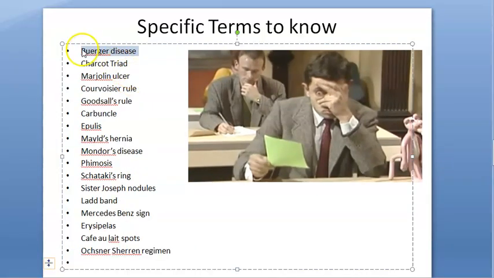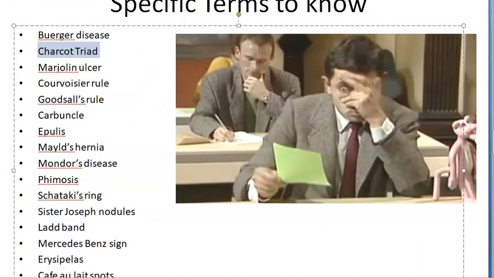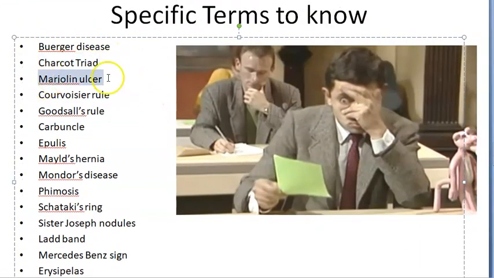So what is Burger disease, guys? Something to cause your peripheral vascular disease, thromboangiitis obliterans. Charcot triad, you have seen in gallbladder, cholangitis, right? Then Marjolin ulcer, something to do with burns, etc., the scar. Then Courvoisier's law, gallbladder. If you can feel a gallbladder and there is jaundice in this person, the most probable cause is not gallstones, okay? Goodsall's rule you have seen where, in fistula.